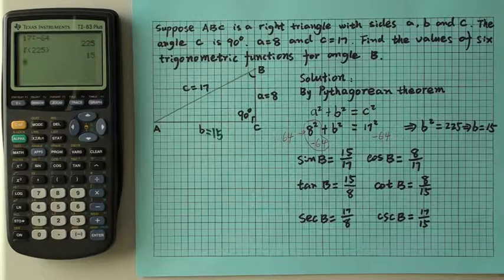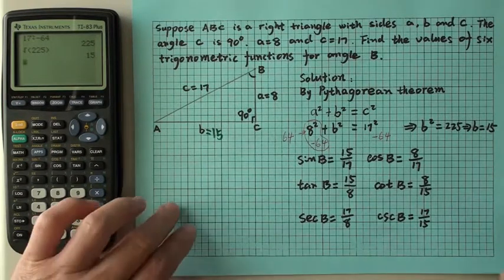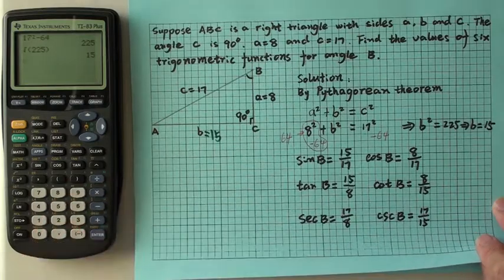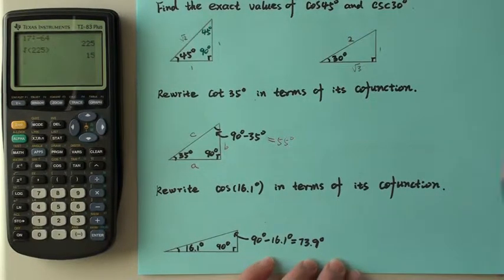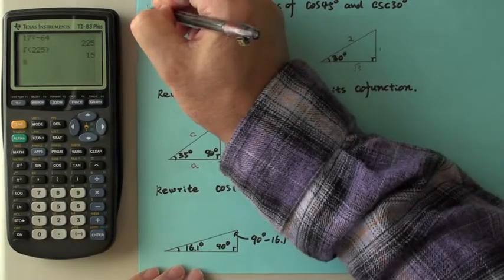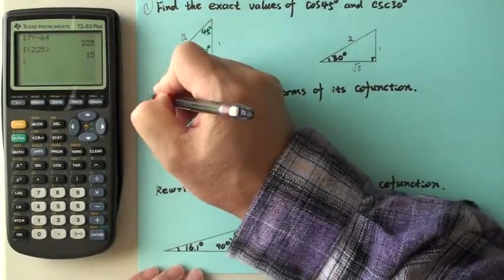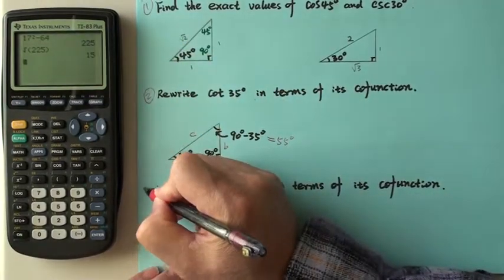Okay, this is the first example. Let's look at another example right here. Here is the first one. Let me mark. Here is 1. Here is 2. Here is 3.